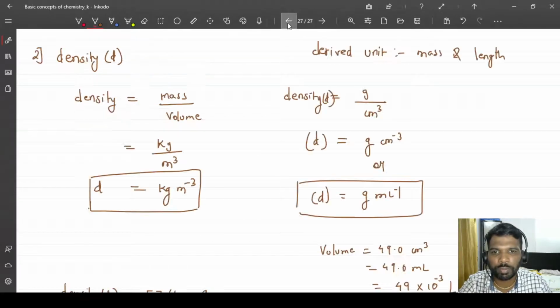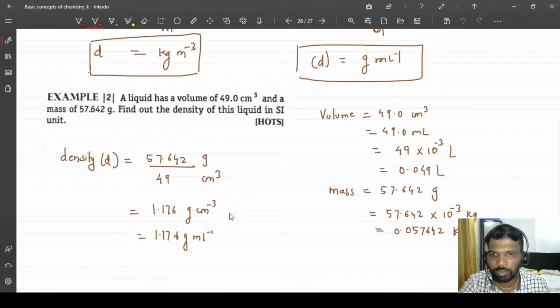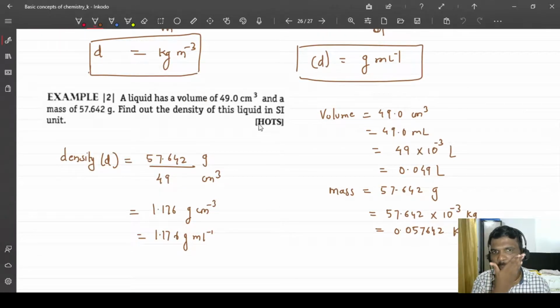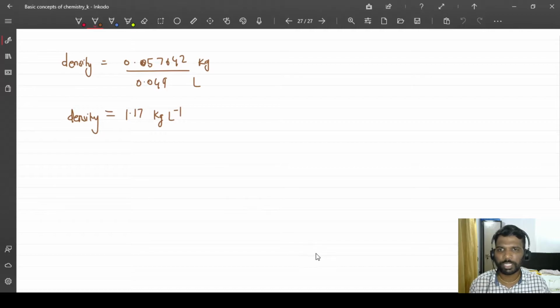This would be the answer. Here also I'm getting the same, but the only thing is this could be expressed in this way. Since the multiplying factor was 10 raised to minus 3 in both the cases, that's why you are getting the same numerical value. Otherwise, it would have been different.